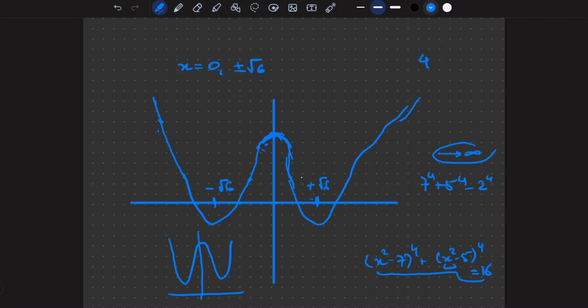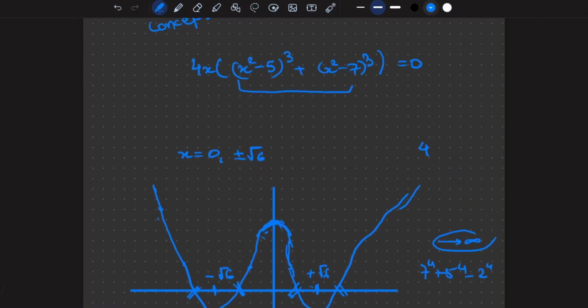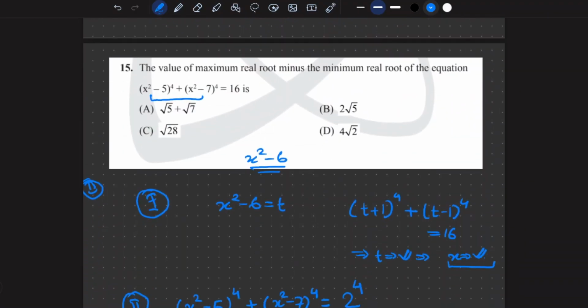So what I can tell is, yes, my assumption was correct. There are only 4 roots, which are plus minus root 5 and plus minus root 7. So what is the difference between the largest and the smallest root? It is 2 root 7, right? Root 7 minus of minus root 7 is 2 root 7. So this is our answer. You can see that this is equal to 2 root 7 and this will be the correct answer.